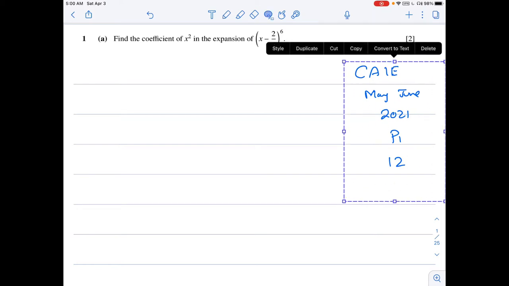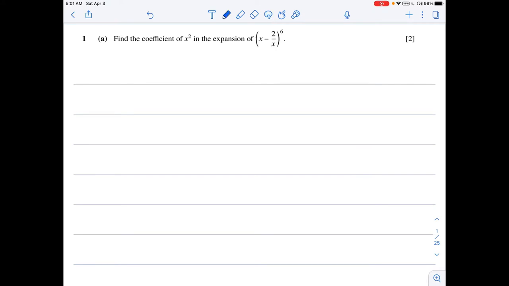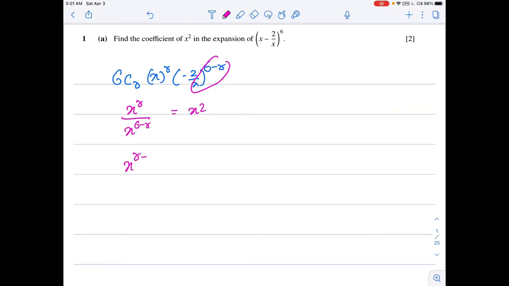Coming to the first question, the coefficient of x square. First I write a general term, which is 6Cr x to the power of r and (minus 2 upon x) whole to the power of 6 minus r. Then I take the x terms: x power r divided by x power 6 minus r is equal to x square. So it becomes x power r minus 6 plus r is equal to x square. So 2r minus 6 is equal to 2, so 2r is equal to 8, so r is equal to 4.